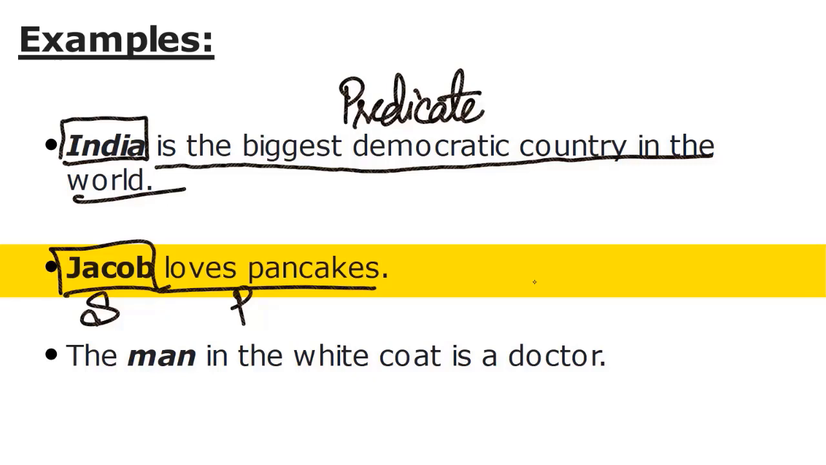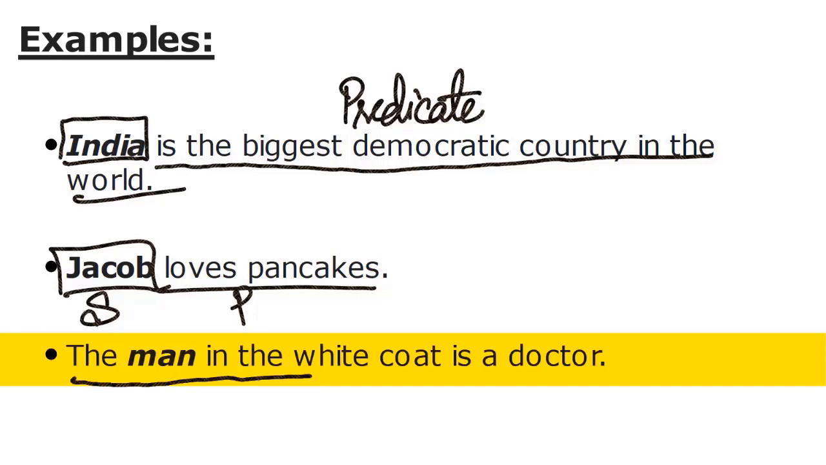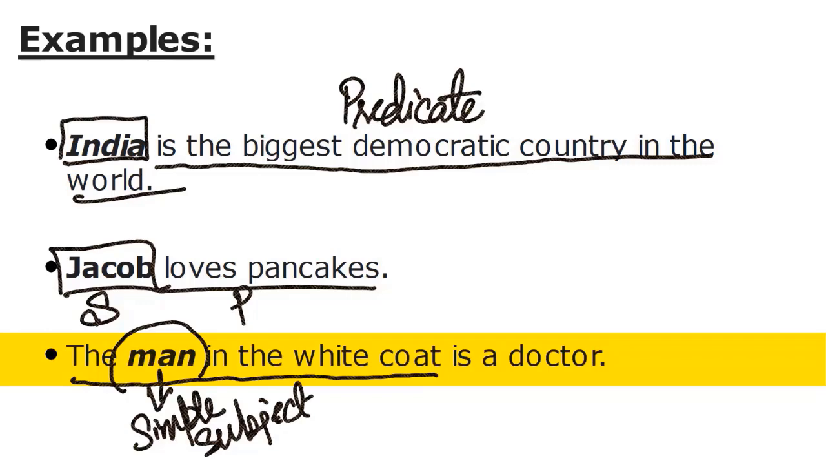Example number three. The man in the white coat is a doctor. The man in the white coat, we're talking about this guy who is the doctor. This is the complete subject. But the simple subject here is man. This is your simple subject as it does not include any modifier. The complete subject is the man in the white coat. It is the simple subject plus all the words that modify it, right? So this is what a simple subject is.